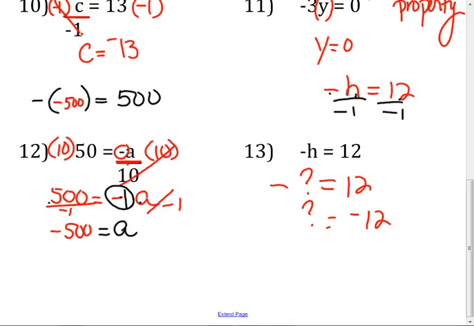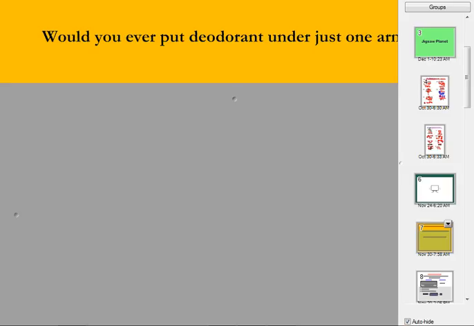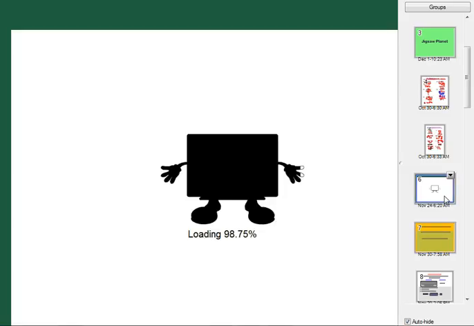I think we're ready for a worksheet. Maybe if this thing moves. What's this doing? Oh, here we go. Oh, that's what it's doing.